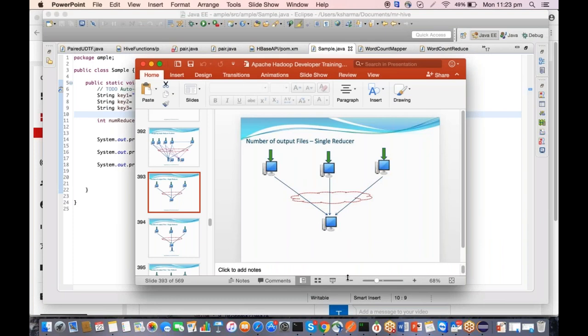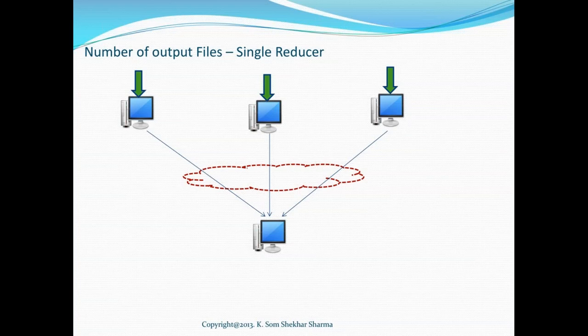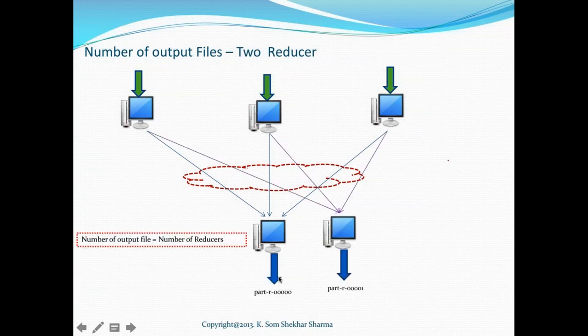These are the last few concepts before we start writing the code, but we will write the code tomorrow. Okay, so regarding the number of output files, when we write the MapReduce job, you will see that when we run one reducer, there is only one output file. That output file will be named part hyphen r, and five zeros. If there is one output file, it will always be this. If there are two, it will be two output files.